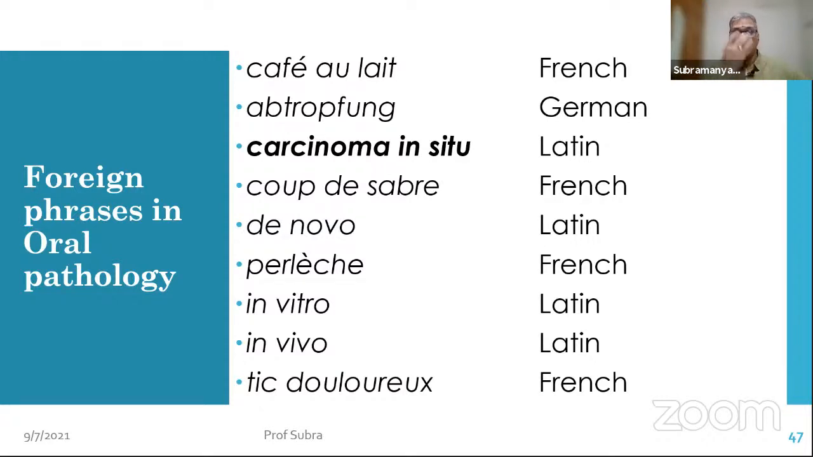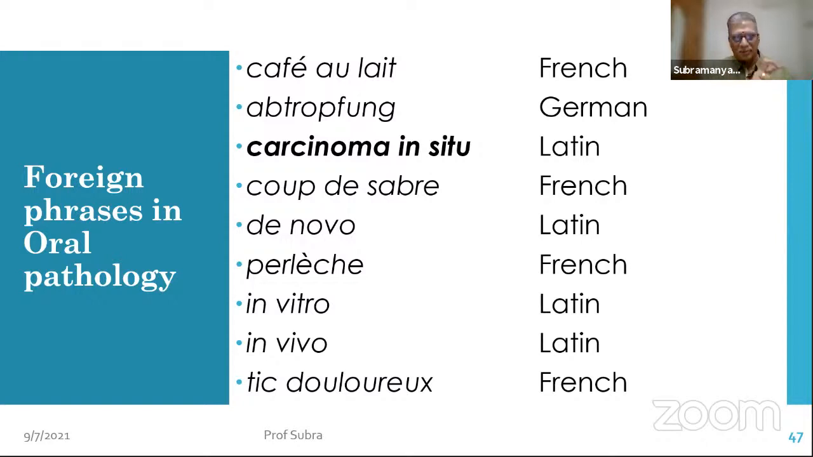The reason why I have highlighted carcinoma in situ is that it is a problematic term, because it is also called intraepithelial carcinoma. It may not be a correct term, because intraepithelial carcinoma would mean carcinoma within the epithelium. That is not correct, because when you say carcinoma, it means that it has broken through the basement membrane of the epithelium and entered into the connective tissue. Only then do we call it carcinoma. So if it's within the epithelium, how can it be carcinoma? So the term intraepithelial carcinoma is not correct.